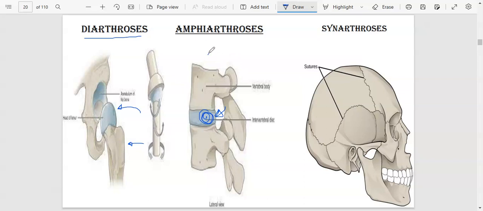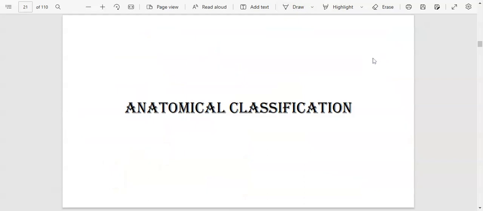That is a type of amphiarthrosis, symphysis, found on the vertebral column connecting two vertebral bones. We also have the synarthrosis, which allows no movement, the sutures on our head. Right, so this is according to their physiological classification.